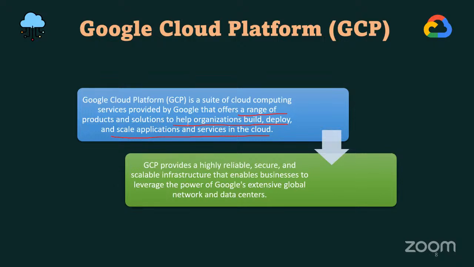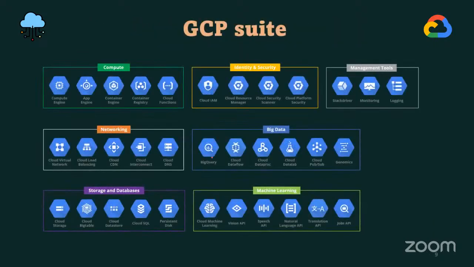It is a suite of cloud computing services provided by Google. It offers a range of products and solutions to help organizations build, deploy, and scale applications and services in the cloud platform. What are these services, sir? It provides plenty of services such as compute, identity and security services, management tools, networking services, big data services, storage and database services, and machine learning services.